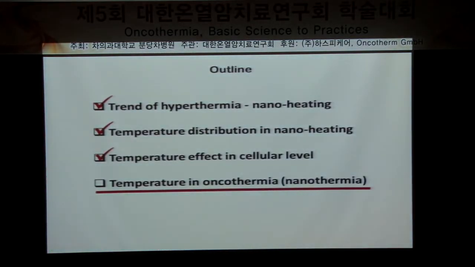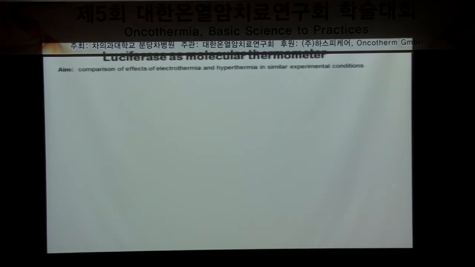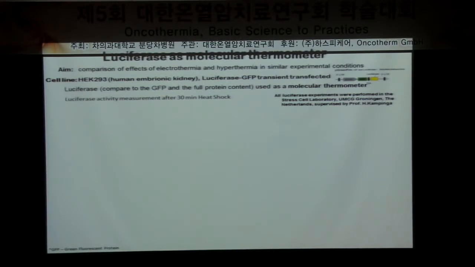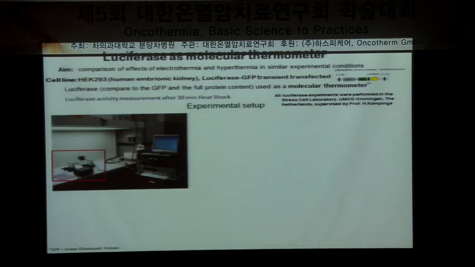Okay, then let me go to the most important thing, the temperature in Oncothermia, so nanothermia: how we measure, how we use these things to really prove the nanoscopic range heating. Of course, the research is in progress, so it's not finished yet, but some things I can show, and very soon, probably at the end of the year, we will finish the full study.